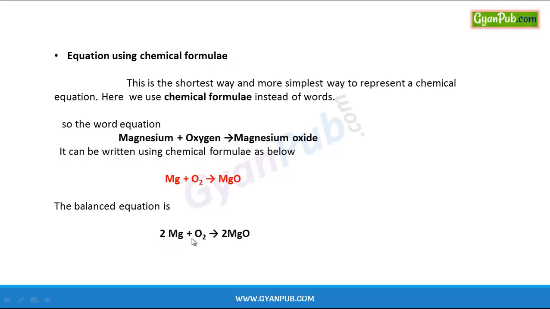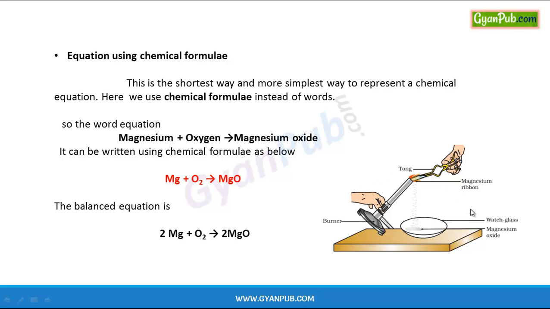The balanced equation for magnesium burnt in oxygen is 2 Mg plus O2 gives rise to 2 MgO. That is, 2 times magnesium plus oxygen gives rise to 2 times magnesium oxide. If we see here, there are 2 atoms of magnesium and 2 atoms of magnesium on the reactant and product side, and 2 atoms of oxygen and 2 atoms of oxygen on both the reactant and product side. So here you can see the diagram of magnesium ribbon burning in oxygen.